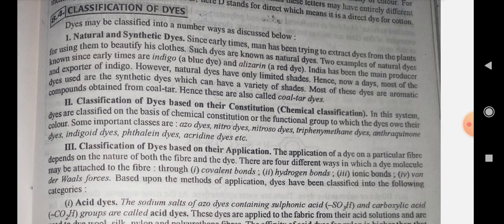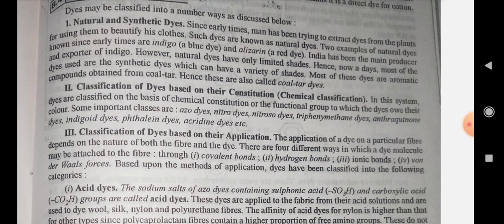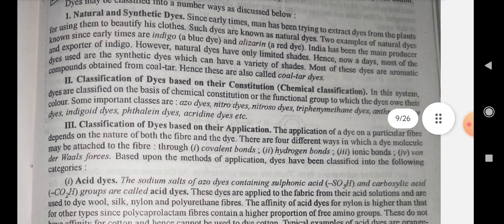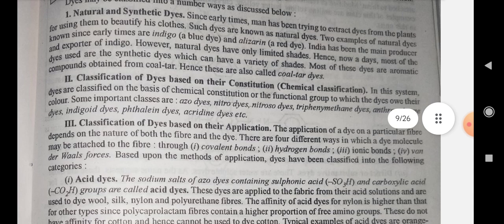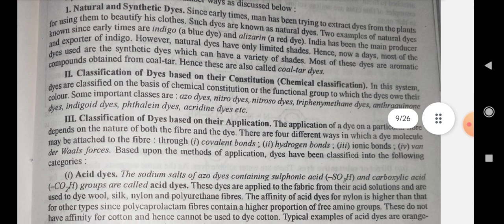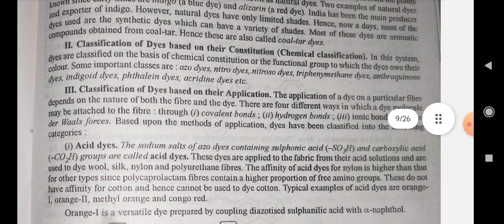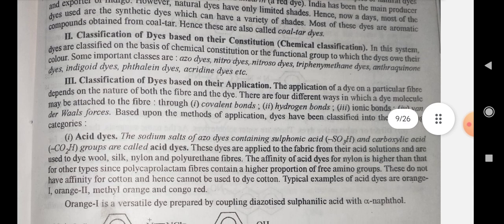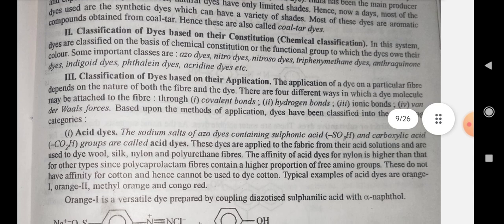Classification of dyes. Dyes may be classified in a number of ways, discussed below. Natural and synthetic dyes. Since early times, man has been trying to extract dyes from plants to beautify his clothes. Such dyes are known as natural dyes. Two examples of natural dyes known since early times are indigo and alizarin. India has been the main producer and exporter of indigo. However, natural dyes have only limited shades, hence nowadays most of the dyes used are synthetic dyes, which can have a variety of shades. Most of these dyes are aromatic compounds obtained from coal tar, hence these are also called coal tar dyes.